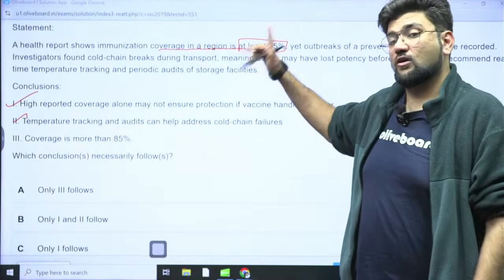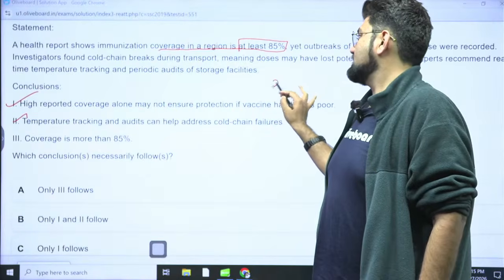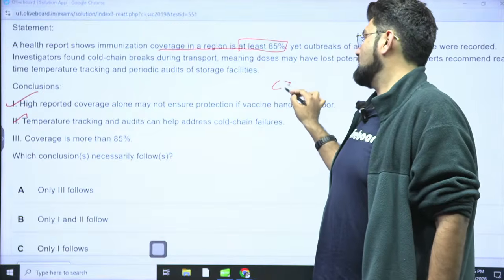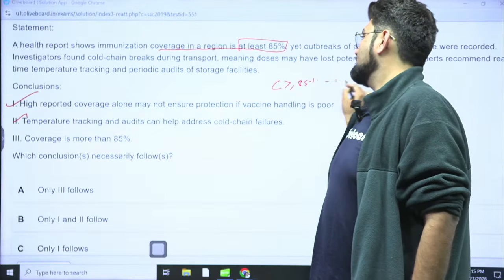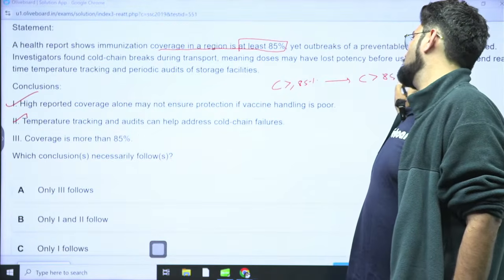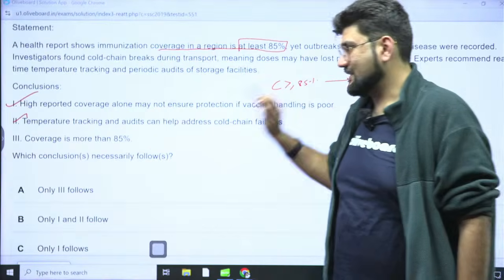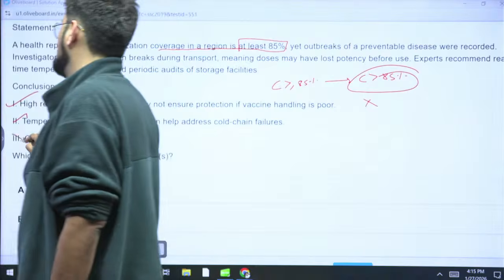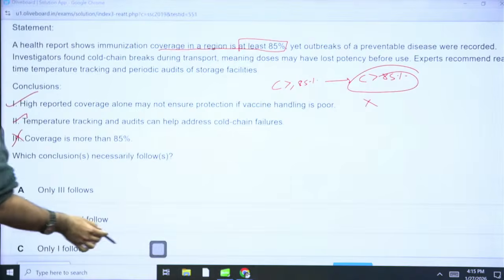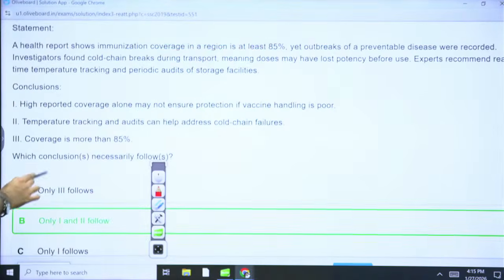Now pick up from the concept of inequalities. Let's say coverage is C, so C is greater than or equal to 85%. Can I say C is greater than 85%? No, I cannot. I cannot conclude this, and that is exactly what is happening here. So this is incorrect. So only conclusions 1 and 2 are definitely the ones which are going to follow.